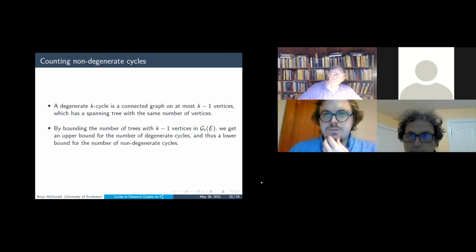Right, and so then we're going to use our result we had counting trees basically to find an upper bound for this. So we bound the number of trees with k minus 1 vertices, and we end up getting a bound for the number of degenerate cycles. And there's a lower bound for the number of non-degenerate cycles.